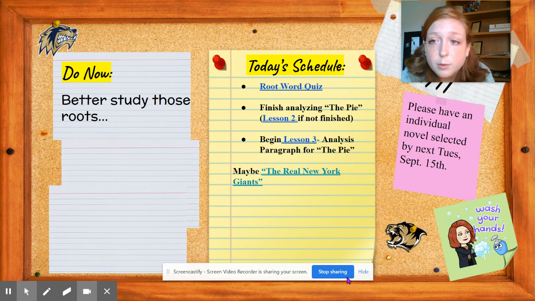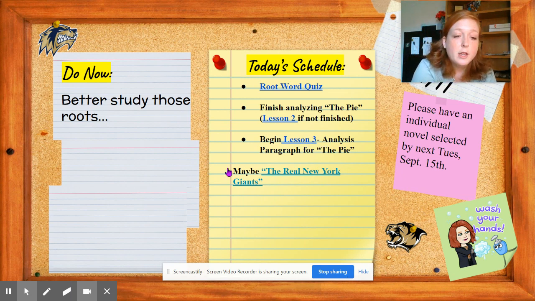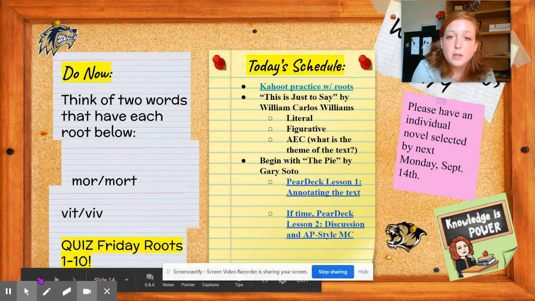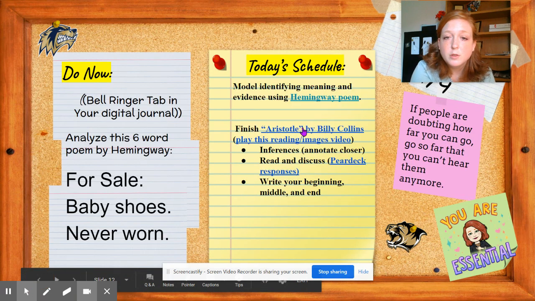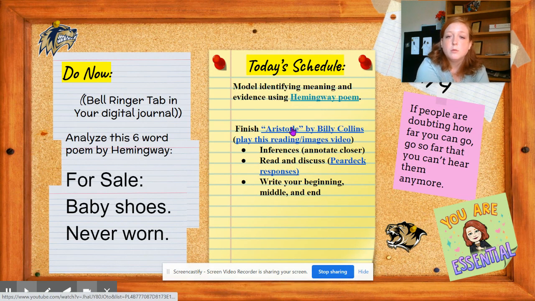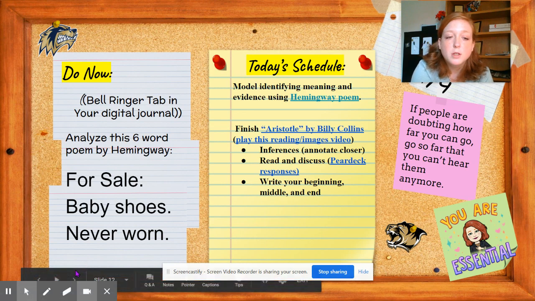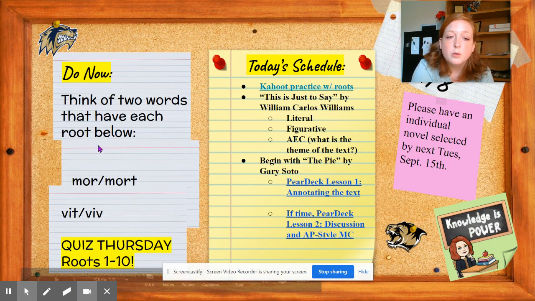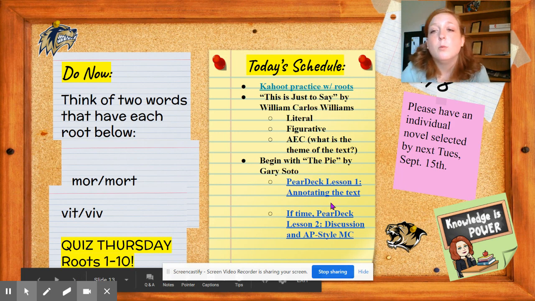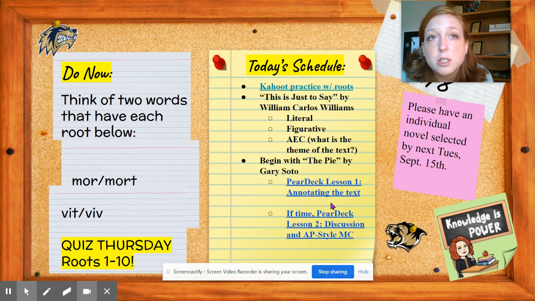Your grades this week, and I'm a little behind entering into eSchool, will be the beginning, middle, and end poem that you wrote using Billy Collins's Aristotle. We did this last week, and your poem is due this week. And then your root word quiz, and then your Pear Deck Lesson 1. So those are 3 grades coming at you very soon.